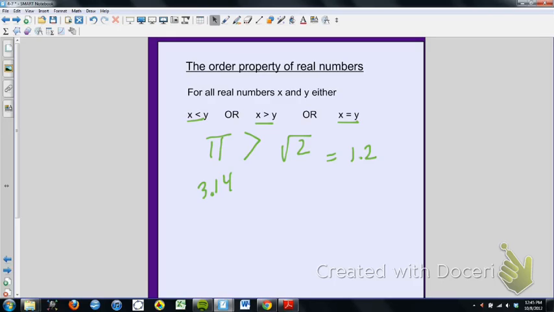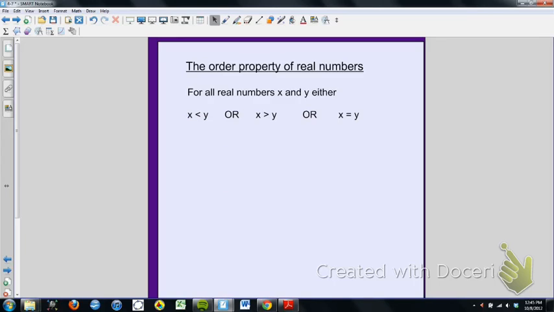For any two given numbers, either the first number is less than the second, the first number is greater than the second, or they're equal to each other. That is called the order property of real numbers. Another way of looking at it is you can put them in order from left to right. The numbers more to the left are less than the numbers more to the right. So if I'm given a list of real numbers here, I can put them in order. So, 3 is less than pi, but 5 is greater than pi, and 2 pi is greater than 5. So I can just put them in numerical order there.